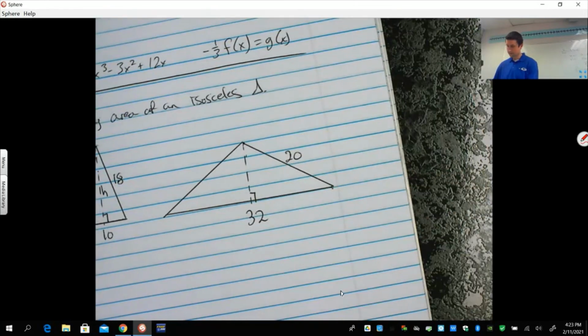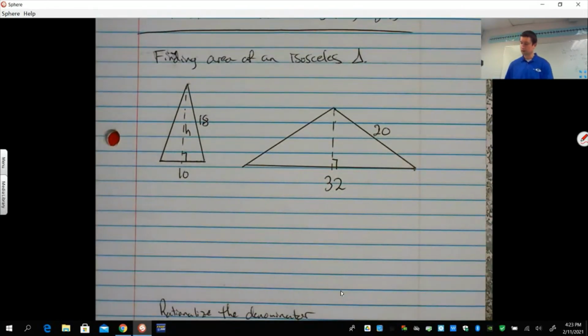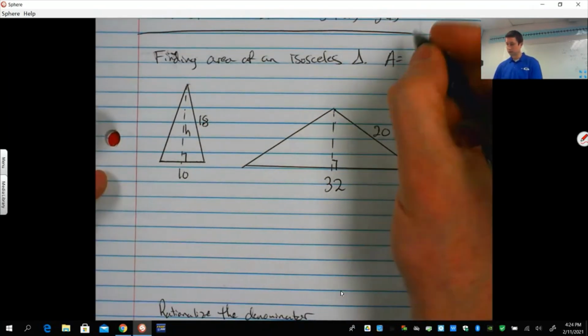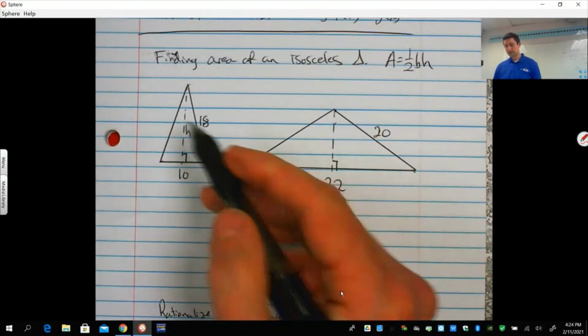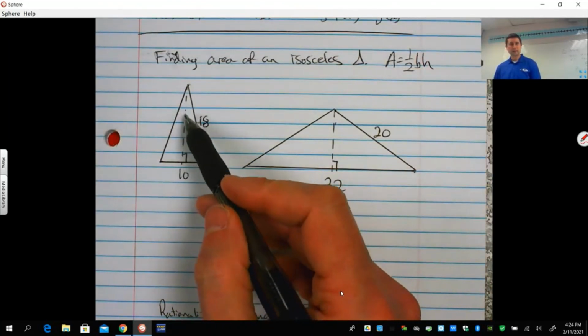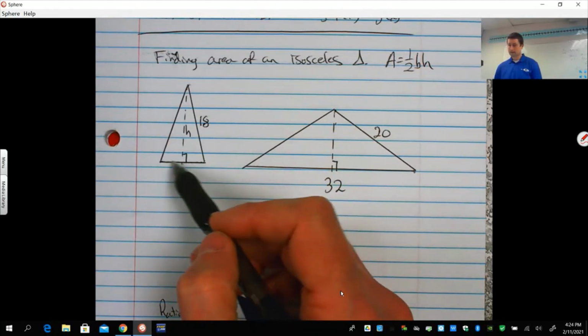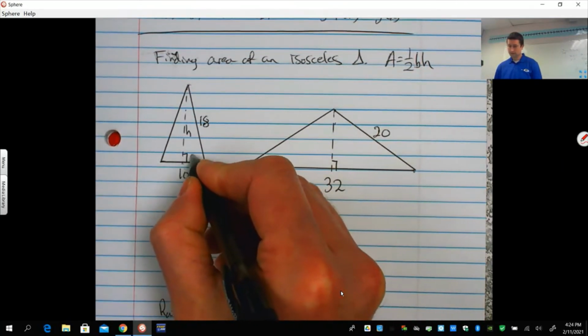The final ones you're going to have, you have some questions here. Finding area. Find the area of an isosceles triangle. Area for any triangle is 1/2 of your base times your height. So they're giving us an isosceles triangle. The height, remember, is a perpendicular bisector of the base. So if this is 18 and this is 10 down here, that makes this side 5.